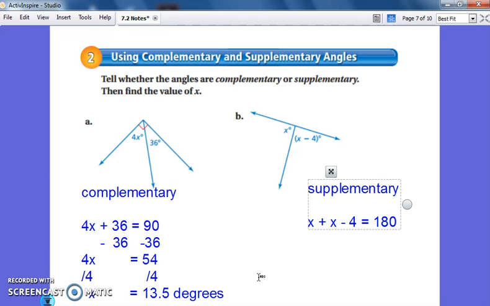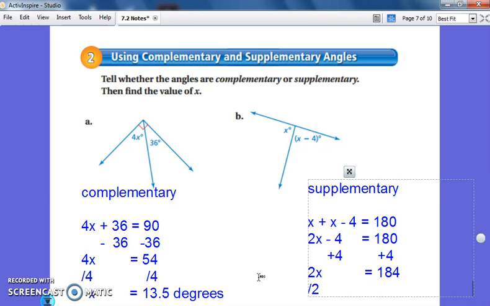I'm going to go ahead and combine my x's together. X plus x is 2x. Minus 4 is now going to equal 180. I want to undo my subtraction first by adding 4 on both sides. And then I now get 2x equals 184. And finally, I'm going to divide by 2 on both sides to get my variable alone.